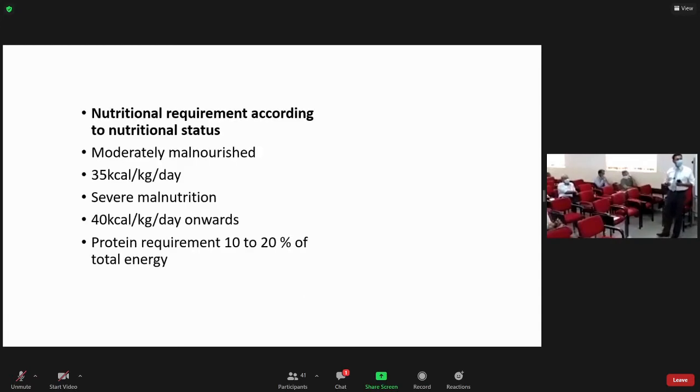Next slide, please. Nutritional requirements according to the nutritional status. Usually for a moderately malnourished patient, we give 35 kilocalories per kg. And for severe malnutrition, we provide 40 kilocalories per kg. That is as a start, but later on we can increase up to 100 kilocalories per kg, depending on the severity of the malnutrition. Protein requirement, we calculate, we don't go beyond 20% of total energy. So that is the upper margin we maintain. And depending on other comorbidities, we titrate the protein requirement. Let's see the next slide.